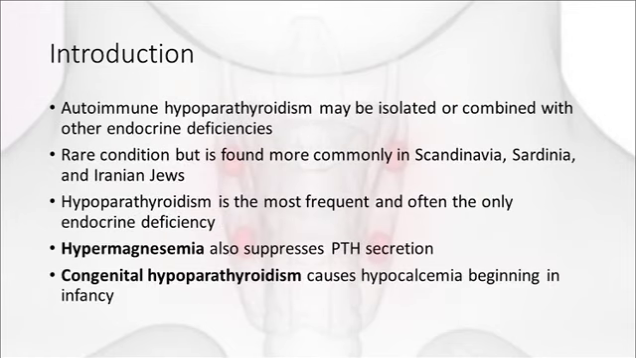Another form is the autoimmune hypoparathyroidism, which may be isolated or combined with other endocrine deficiencies, and it's a very rare genetic condition that is mostly found in Scandinavian, Sardinian and Iranian Jewish people. Hypoparathyroidism is most frequent and often the only endocrine deficiency. Hypermagnesemia also suppresses parathyroid hormone secretion, and congenital hypoparathyroidism causes hypocalcemia beginning in infancy.